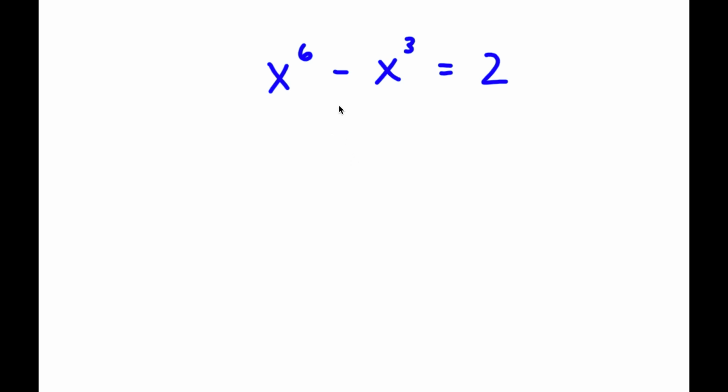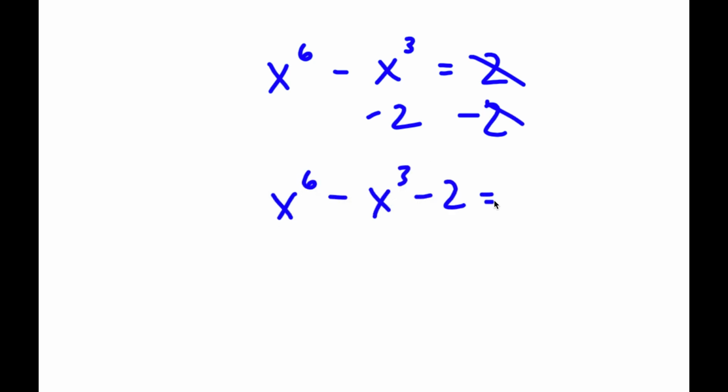Alright, so in this problem, I have x to the power of 6 minus x to the power of 3 is equal to 2. So to solve this, I'm going to first go ahead and subtract 2 on both sides. So now I have x to the power of 6 minus x to the power of 3 minus 2 is equal to 0.